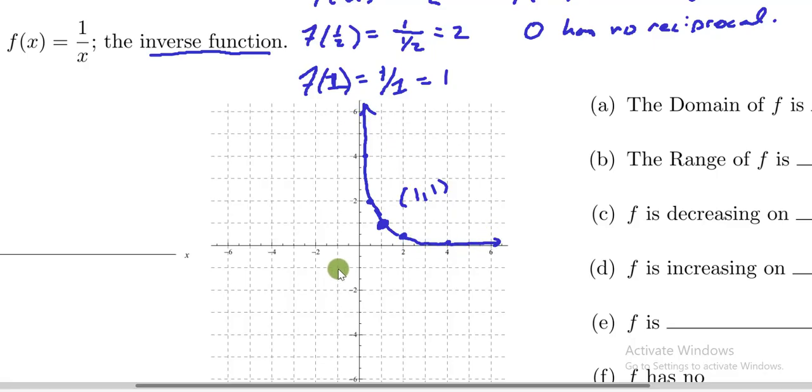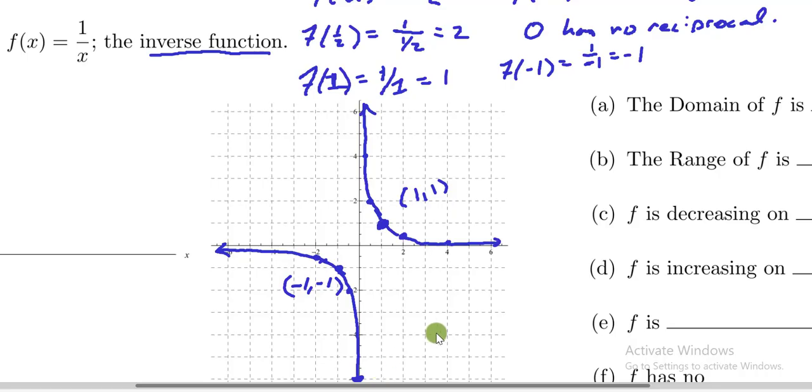And if we did the same thing with the negative numbers, well, it turns out the reciprocal of -1 is -1. Again, if you did f of -1, that's equal to 1 over -1, which is just -1. So -1 is its own reciprocal. The reciprocal of -1/2 is -2, and the reciprocal of -2 is -1/2. And if you plotted some more points, we would find that this is the shape of that reciprocal function.